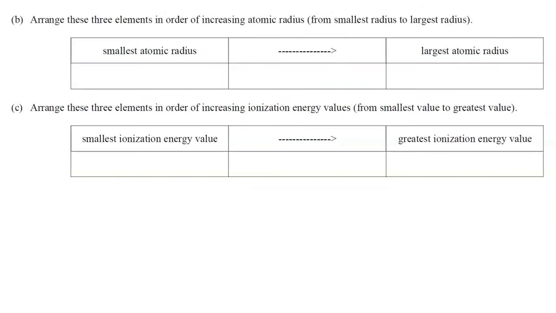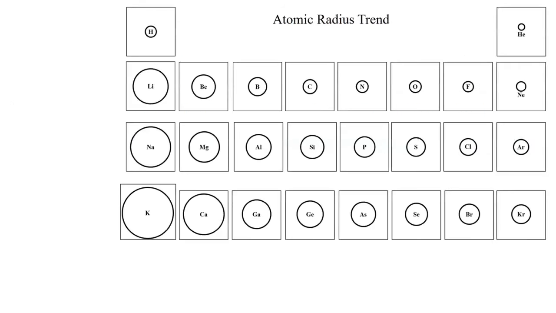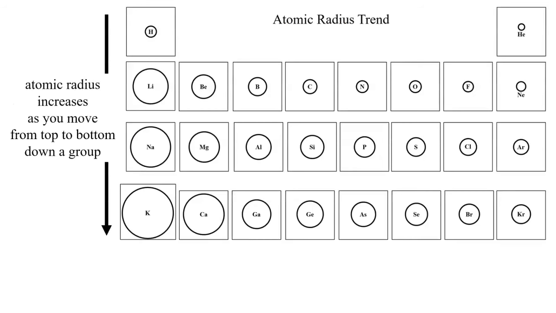Now, in part B of this question, we have to arrange these three elements in order of increasing atomic radius from smallest to largest. So here is that diagram that I showed you earlier for the atomic radius trend. Atomic radius increases as you move from top to bottom down a group. So strontium would be in the same family as magnesium, and strontium would have a larger atomic radius than magnesium.